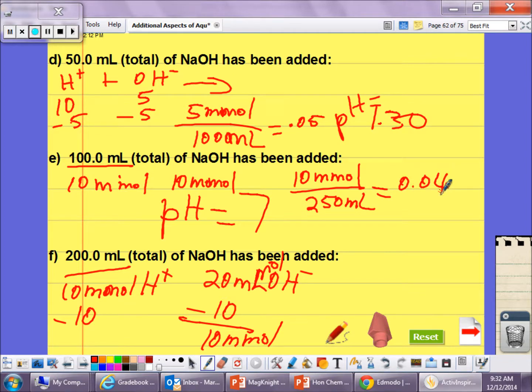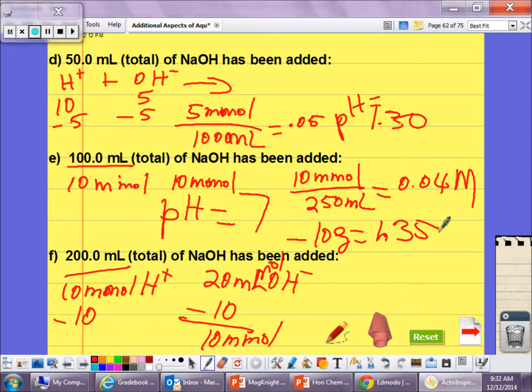0.04 molar. What is 0.04? It is the concentration of my OH minus. So when I take the negative log of 0.04, what is that? 1.3, 1.35. What is that 1.35? It is not the concentration of your OH minus. This is the pOH.